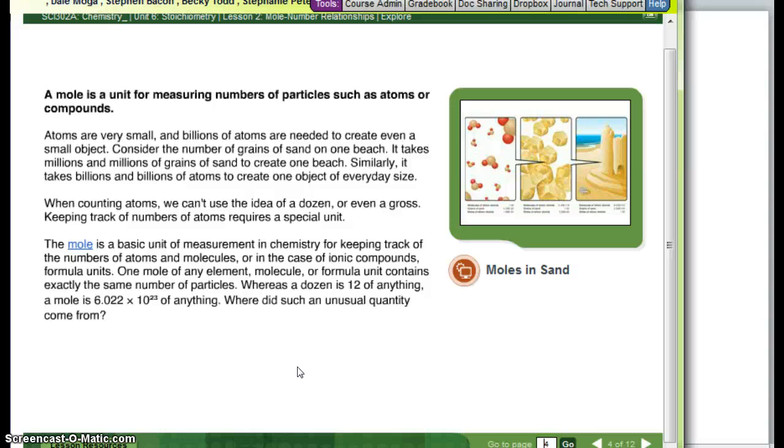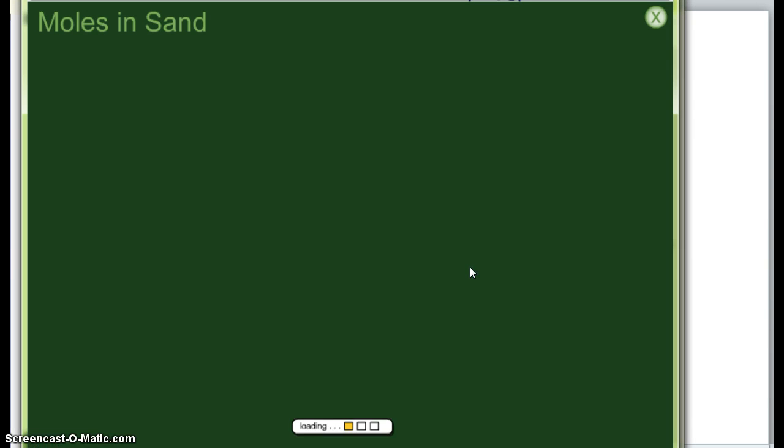1 mole of any element, molecule, or formula unit contains exactly the same number of particles. Whereas a dozen is 12 of anything, a mole is 6.022 times 10 to the 23rd of anything. And where did such an unusual quantity come from? Well, let's look at our moles of sand first.